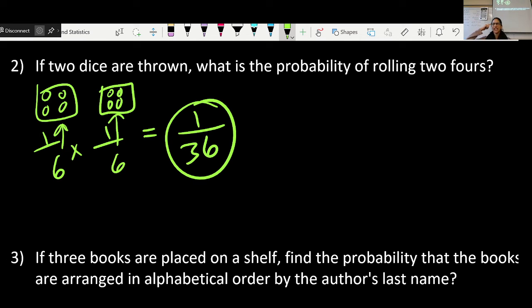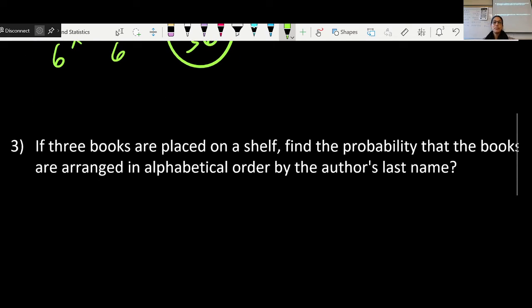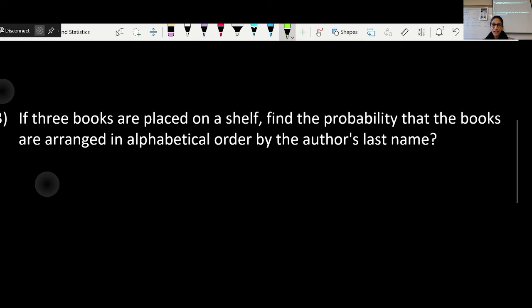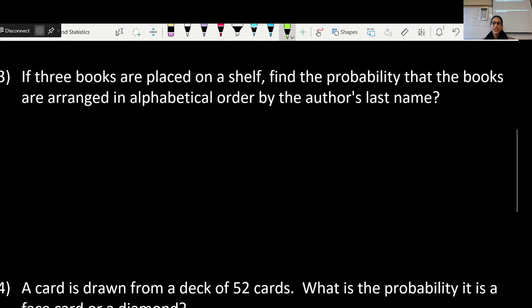If we logically think about that, does that kind of make sense? Those are pretty slim chances. But if you think about it, if I were just to take them and roll, I could get a 2 and a 3, I could get a 1 and a 5. So it makes sense that there's only 1 out of 36 chances, the likelihood of that happening. So far, so good? Questions? Okay. If 3 books are placed on a shelf, find the probability that the books are arranged in alphabetical order by the author's last name.